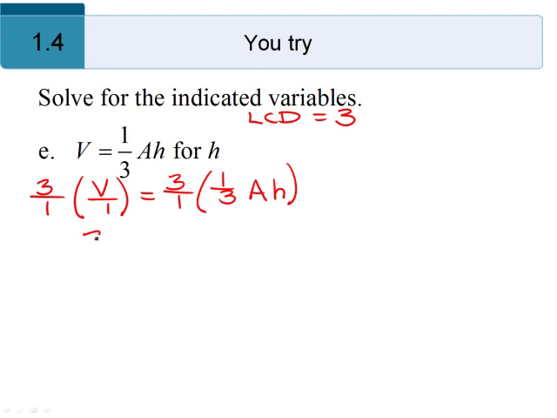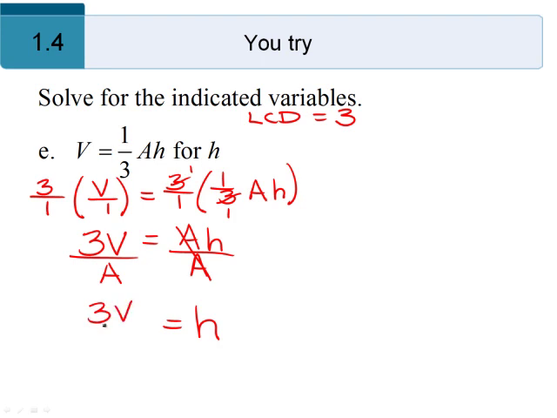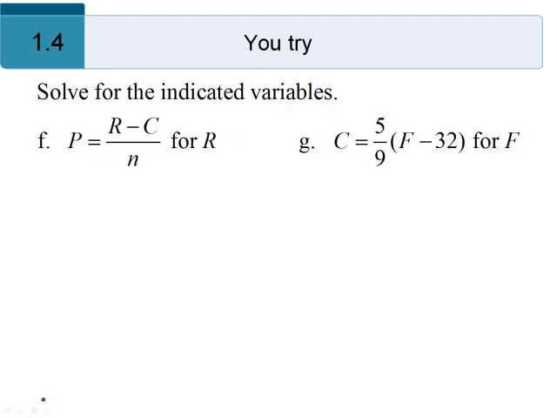So on the left side, we get 3V. And over here, the 3's are going to cancel each other out, and we just get AH. So now we're trying to get the H by itself, so I have to get rid of the A. Since that's multiplication, I'm going to divide by A on both sides. The A's cancel, and I have H equals 3V all over A. And you know you're done because the H is all by itself. All right, on we go.